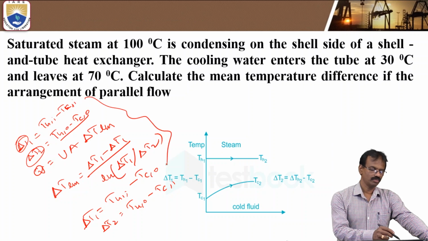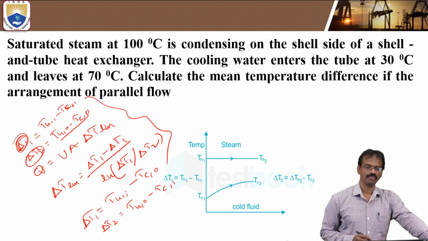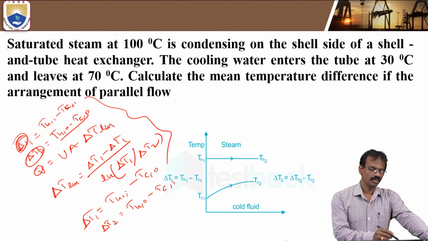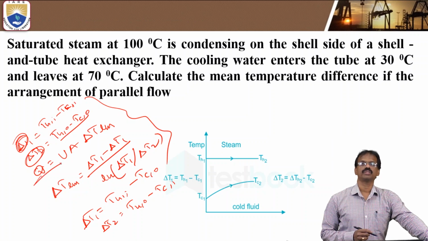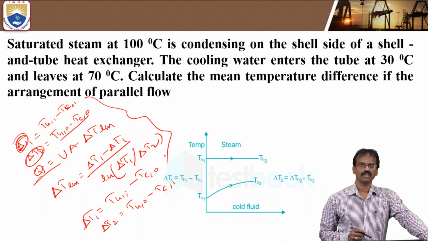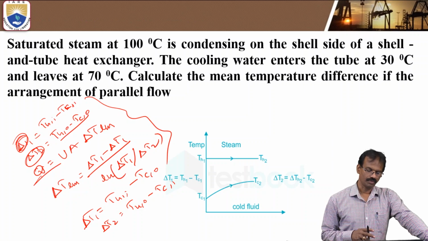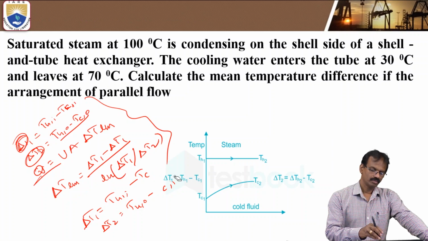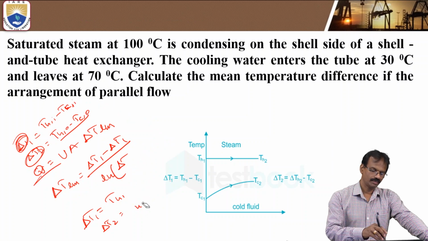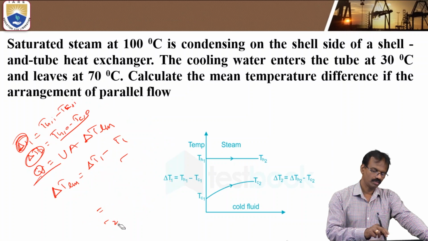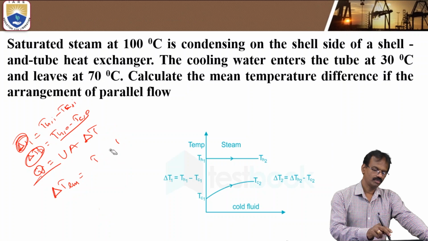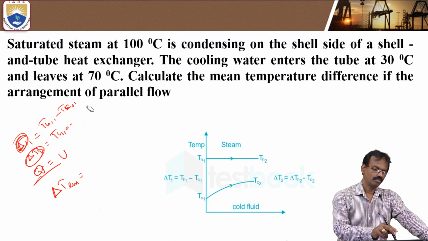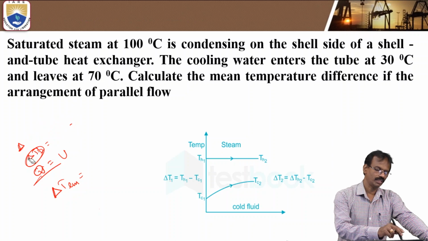Based upon these delta T1 and delta T2 values and the formula Q is equal to UA delta TLM, where Q is the rate of heat transfer, we will solve some numericals based upon either parallel flow or counter flow. Here one numerical has been given. We will discuss this one. First we will note what data is given in this numerical.